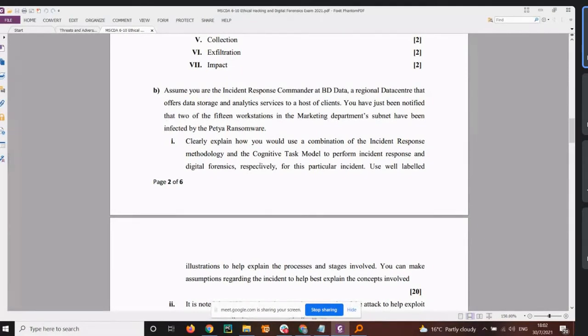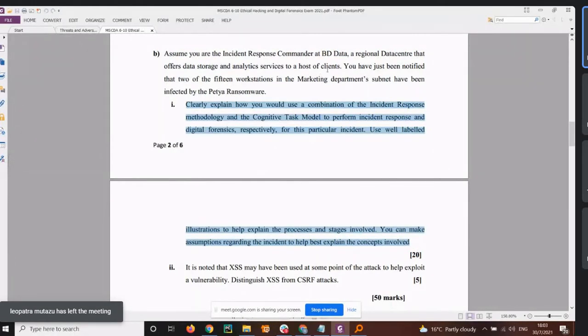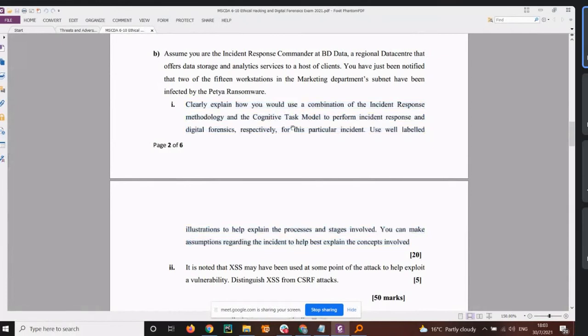All right. So then the next question was, assuming you're an incident response commander at a regional data center that offers data storage and analytics services to many clients, and you have been notified that two of 15 workstations in the marketing department subnet have been infected by a particular ransomware. So again, since you are given a story or a case study, make sure the way you give your response or answer the question takes into consideration or is mapped onto the case study, because marks are awarded for that. Of course, you can just explain the concepts without referring to the case study, but you won't get full marks for that particular question.